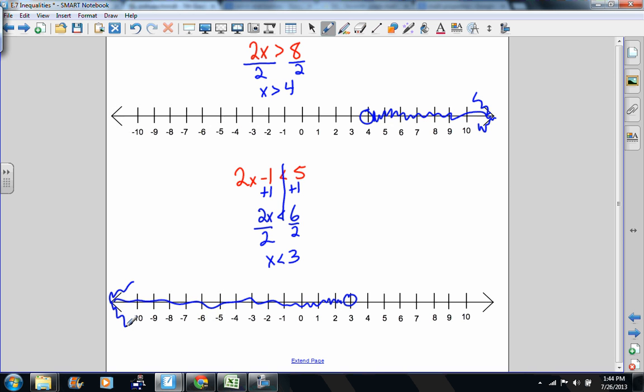Okay, and what that means is if we take a number smaller than 3 and put it into this equation, like a 0, 0 is a good example. We go 2 times 0 minus 1, and that should be less than 5. Well, 0 minus 1 is -1, and -1 is less than 5. So that's why we're shading everything to the left of 3. Okay?